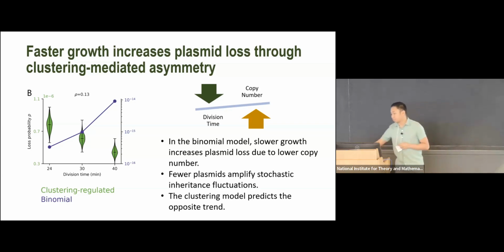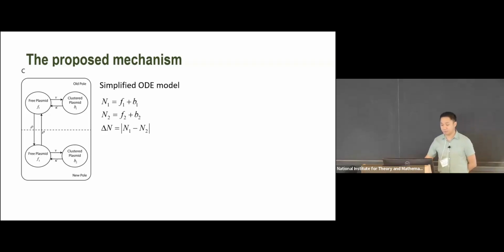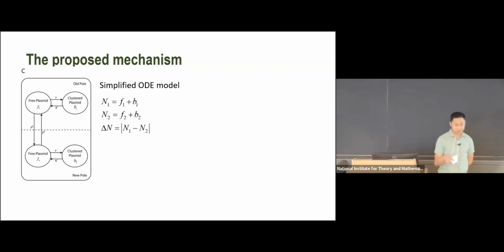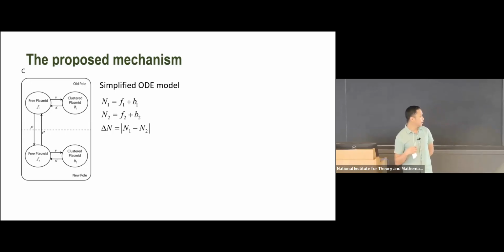So what did we do? We proposed a mechanism for this. To be able to do so, we looked at a simplified model, an ODE model, for which we view plasmids as either free or clustered. We would call N1 the total number of plasmids in the old pole, where everything is inherited initially, and N2 the number of plasmids in the new pole. The number of plasmids is the total of free and clustered plasmids. Free is F here, B is clustered.